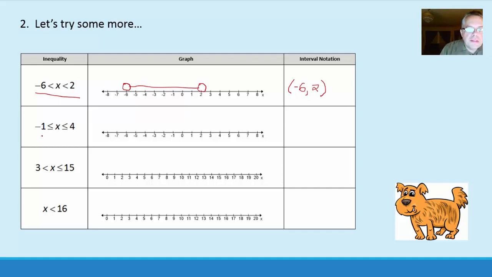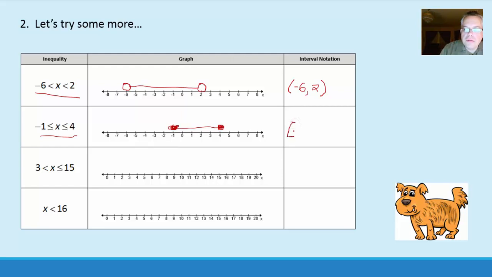Okay, the next one is similar. -1 is less than or equal to x, which is less than or equal to 4. So I'm going to put a solid dot at -1. That's where this interval starts. And we're going to draw a line up to positive 4. So it's all numbers in between negative 1 and 4, including the negative 1 and 4.